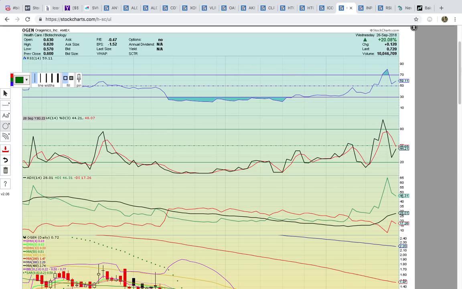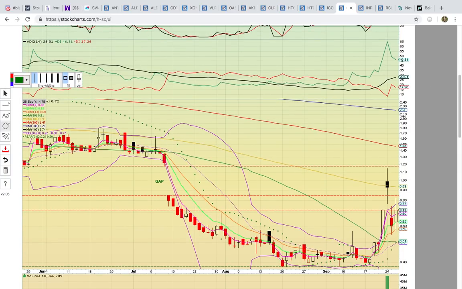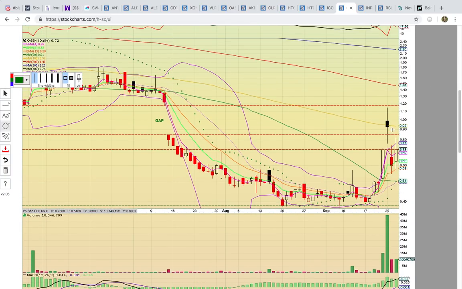Okay, so let's look at OGEN. Just be careful. OGEN here closed up 20%, and this one had the black candle. This is why we say don't hold when that black candle forms, especially when it's the gap up open during an uptrend above the upper Bollinger Band. That's usually 9 times out of 10 you're going to be very happy that you sold.